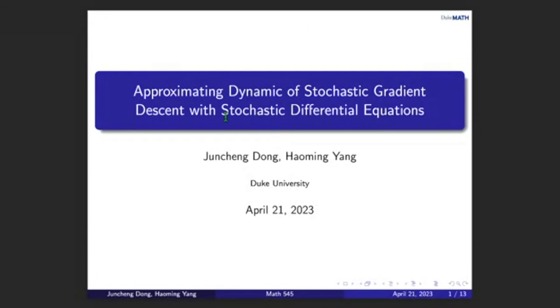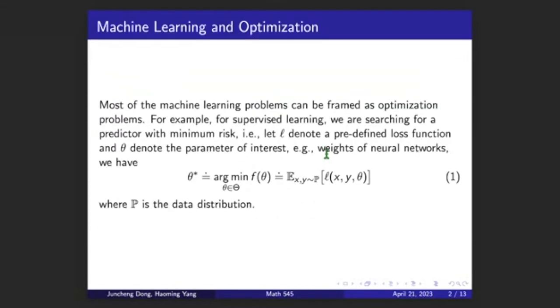Hi everyone. Our presentation is about approximating the dynamics of stochastic gradient descent with SDE. Most machine learning problems can be framed as optimization problems. For example, for supervised learning, we are looking for a predictor with minimum risk. Let L denote a predefined loss function and theta denote the parameter of interest, for example, the weights of neural networks.